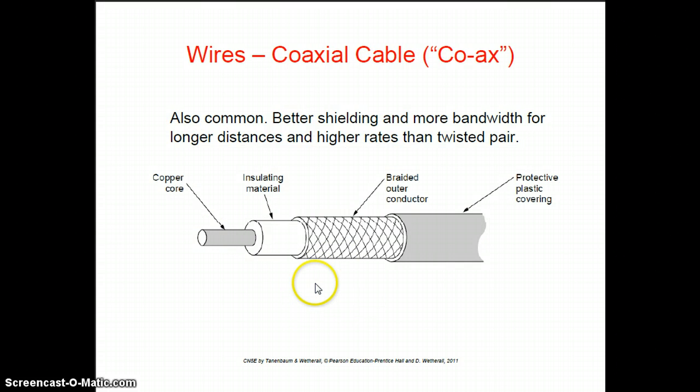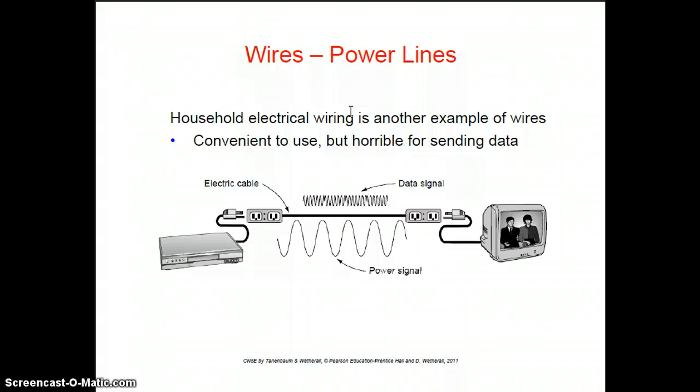Let's go with the second guided transmission media, which is coaxial cable. Also common, with better shielding and more bandwidth for longer distance and higher rate than twisted pair. Compared to twisted pair, it's used for longer distance and more bandwidth. The coaxial cable can be thin coaxial cable or thick coaxial cable, and each one has a different bandwidth and characteristic.